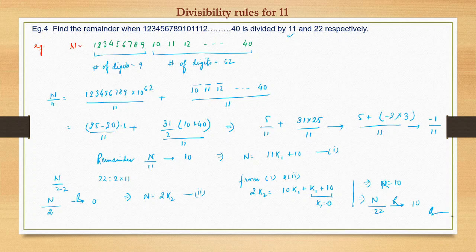Similar problem we have seen in the remainders chapter also. So this should be easy. The only thing is we have used the concept of divisibility to find this step. That's what.